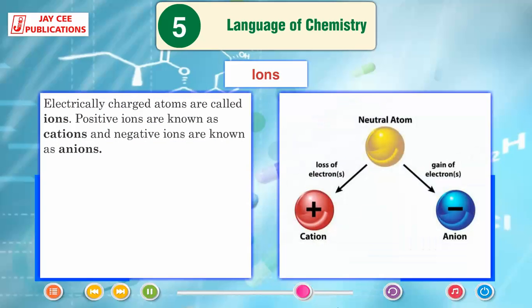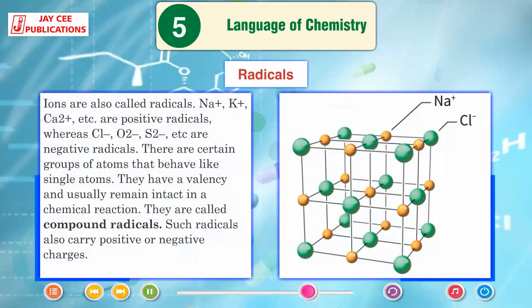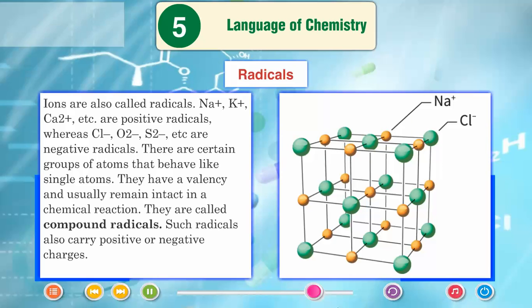Ions. Electrically charged atoms are called ions. Positive ions are known as cations and negative ions are known as anions. Radicals. Ions are also called radicals. Na+, K+, Ca2+, etc. are positive radicals, whereas Cl-, O2-, S2-, etc. are negative radicals.